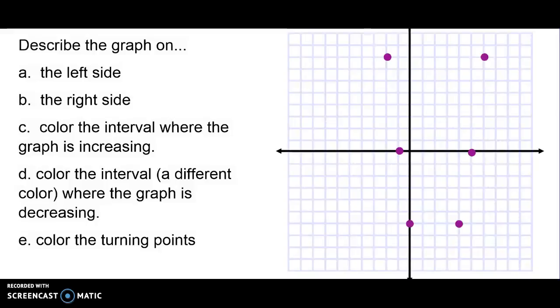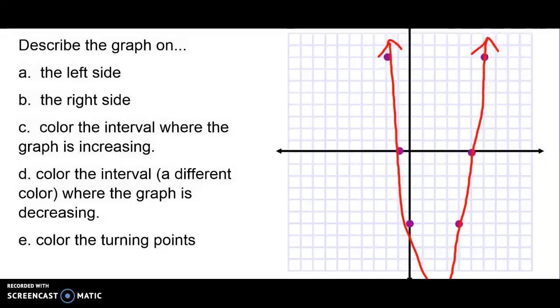So here are the points that I plotted, and I used the table feature of my calculator. So remember, second graph will get you to the table, and then you graph it. I'm going to connect these dots as best I can. They're not very good, but that's about as good as it's going to get for now.